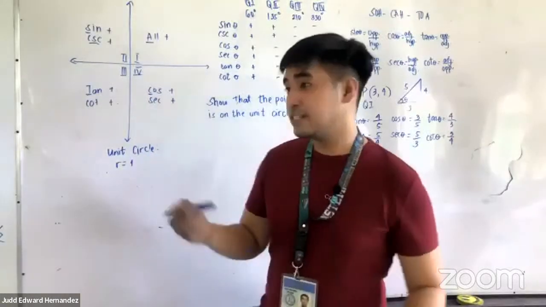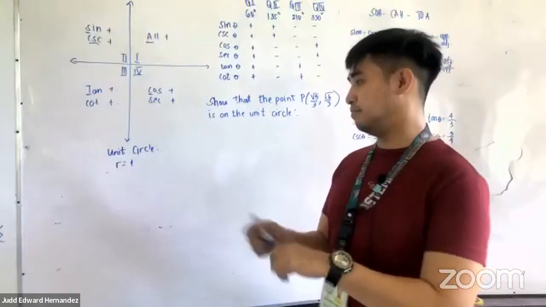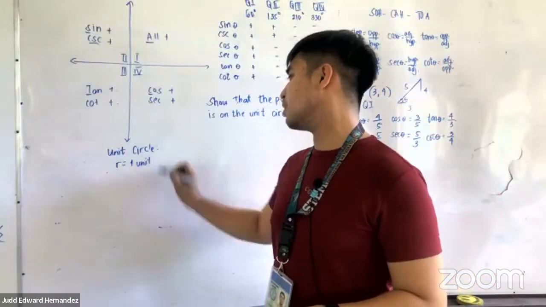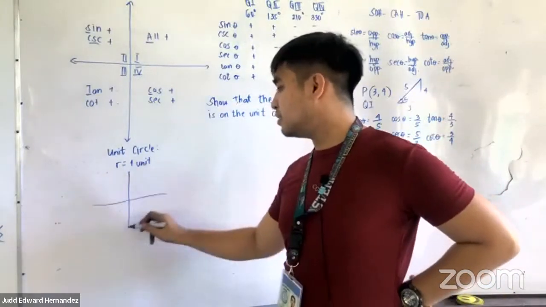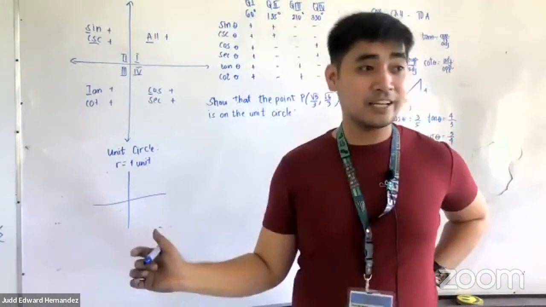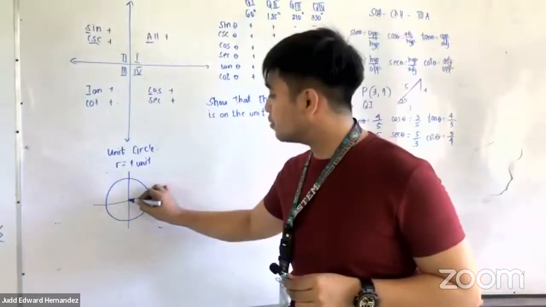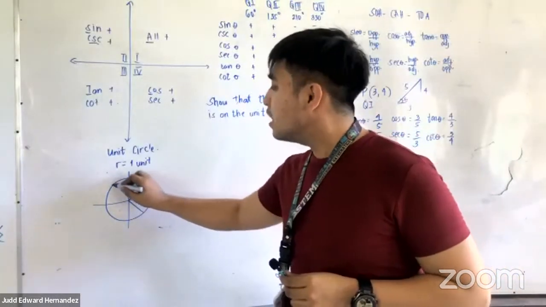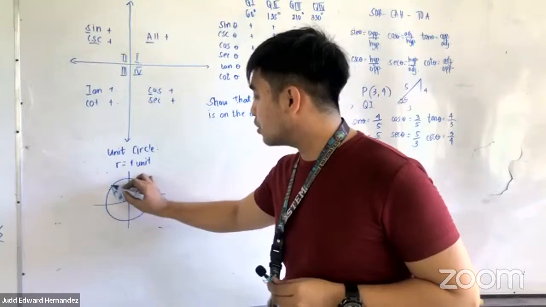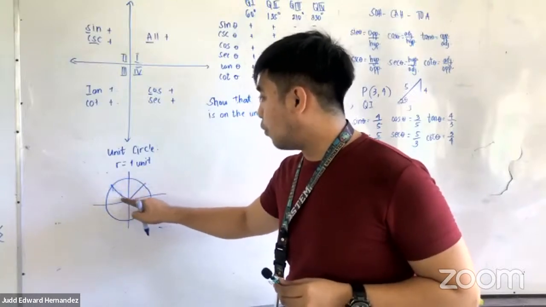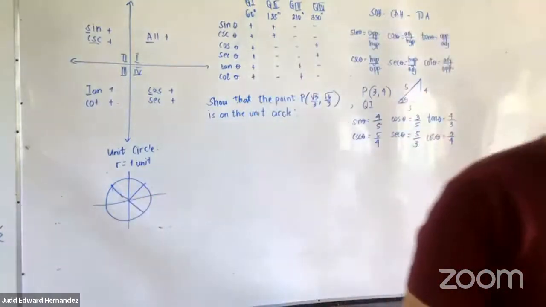Okay. If the radius is equal to 1 unit, saan natin matatagpuan yung unit circle? Where can we find the unit circle? At the center. At the what? Origin. So this is the unit circle. Sa origin po natin siya matatagpuan, at yung radius po is equal to 1 unit. Could you please give me the equation of a circle with center at the origin and with radius 1 unit? Sige nga, pakibigay sa akin.